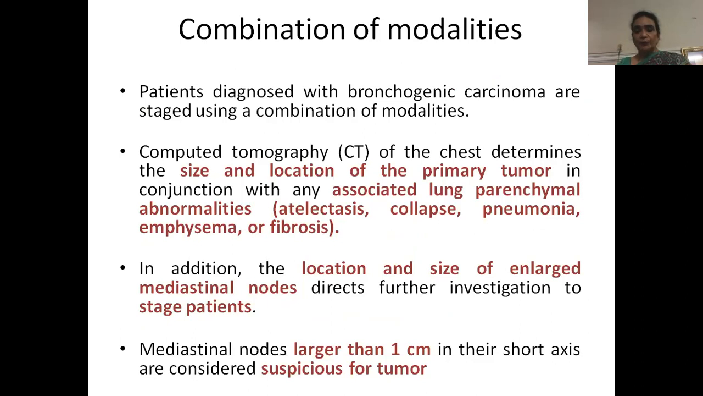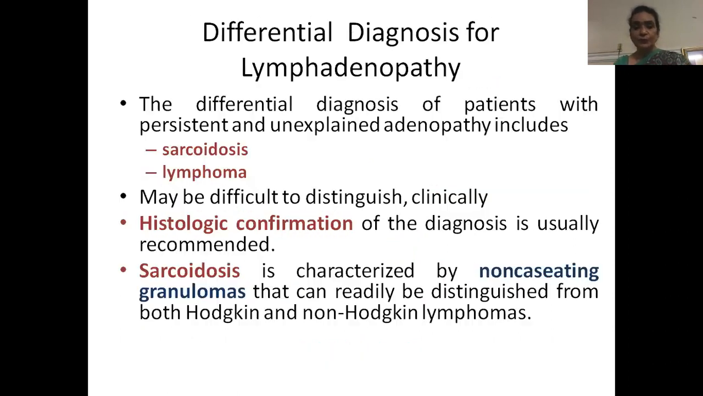Patients who have been diagnosed with bronchogenic carcinoma are staged using a combination of modalities. Computed tomography of the chest determines the size and location of the primary tumor in conjunction with any associated lung parenchymal abnormalities, which may be atelectasis, collapse, pneumonia, emphysema, or fibrosis. In addition, the location and size of enlarged mediastinal nodes directs further investigation to stage patients. Mediastinal nodes which are larger than 1 centimeter in the short axis are considered suspicious for tumor.